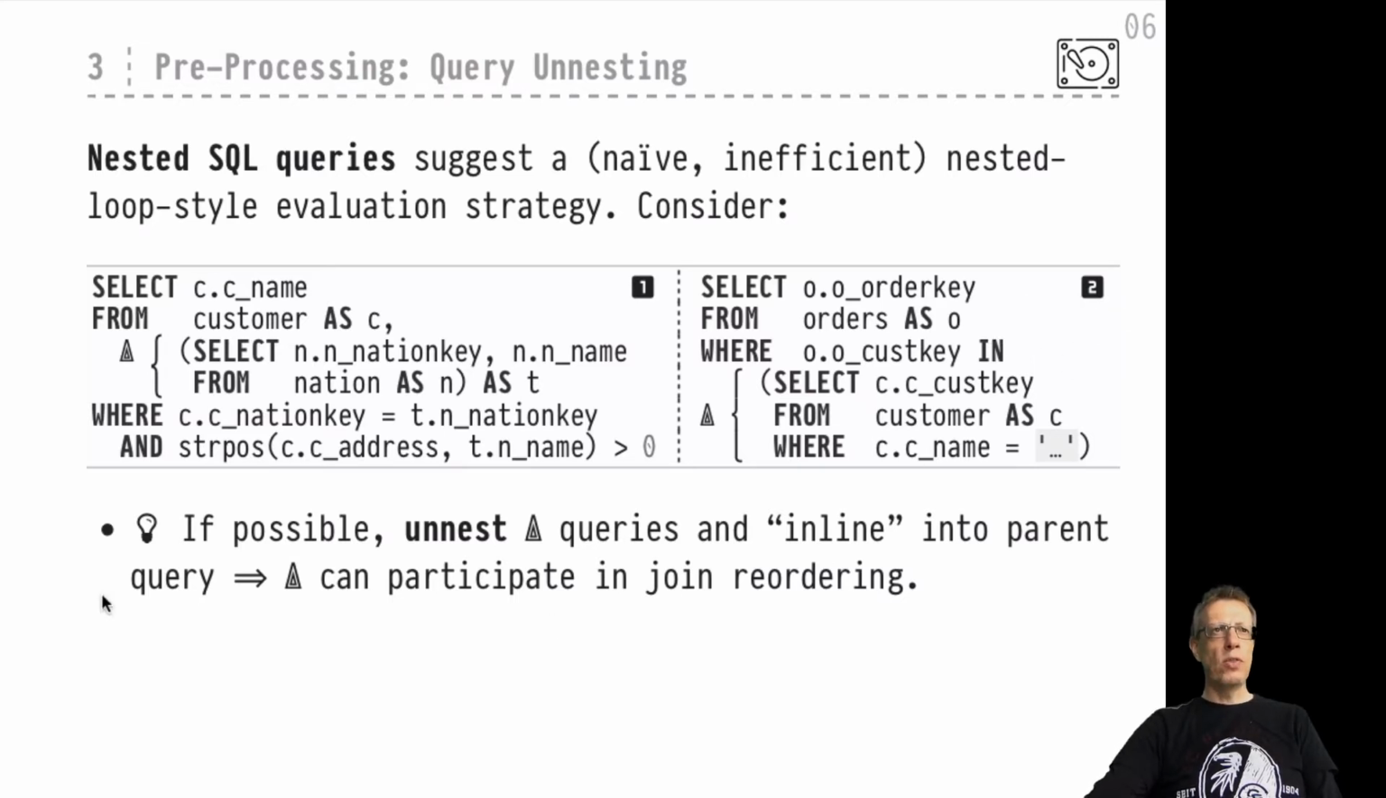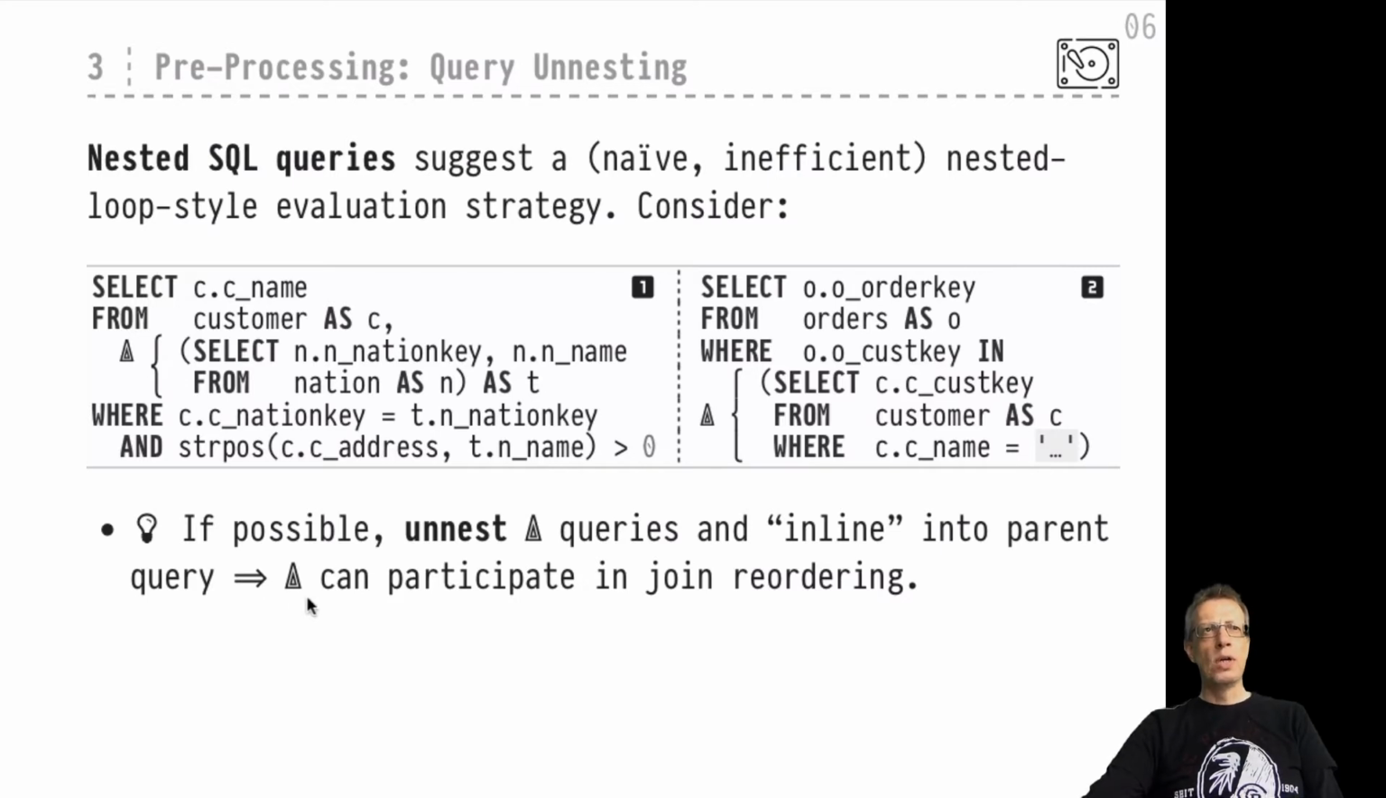All right, so this is exactly the idea behind unnesting. Lift nested references onto the top level or at least one level higher so that the resulting group of tables can participate in join reordering.